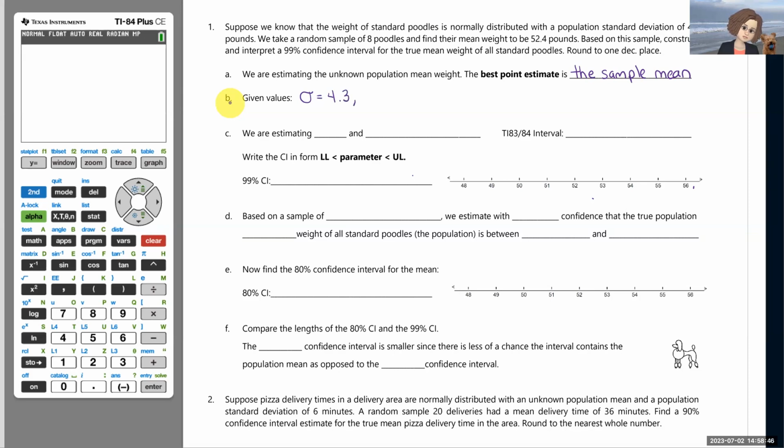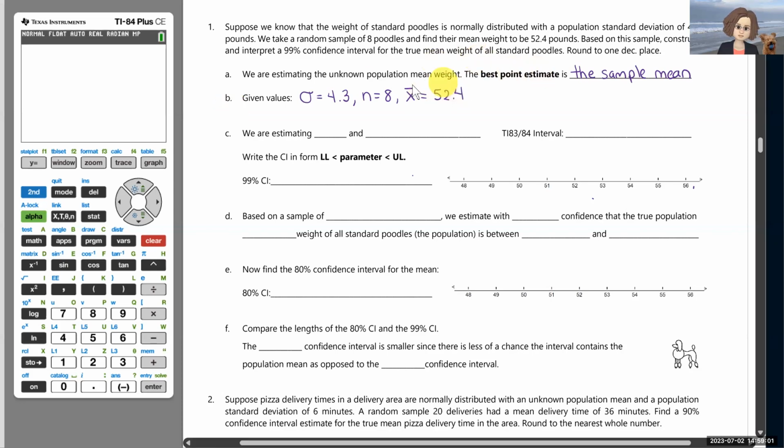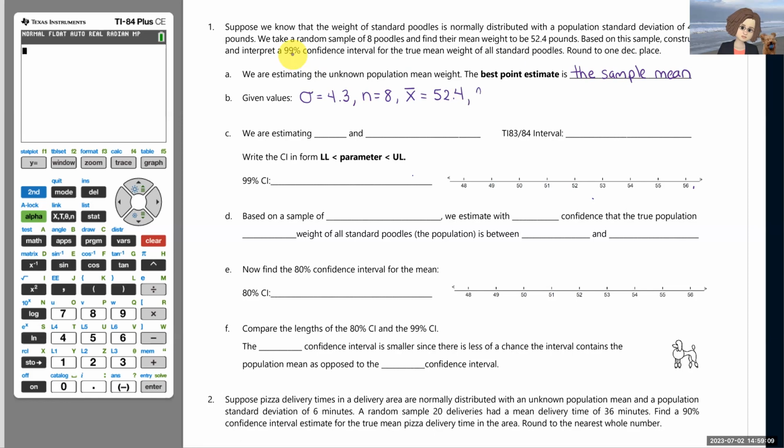And then we'll move on to our sample. So n, sample of 8 poodles. And the mean weight of the 8 poodles came out to be, so sample mean x bar was 52.4. So that's our best point estimate for the population mean. And then we want our estimate to be done with 99% confidence. So just noting that.